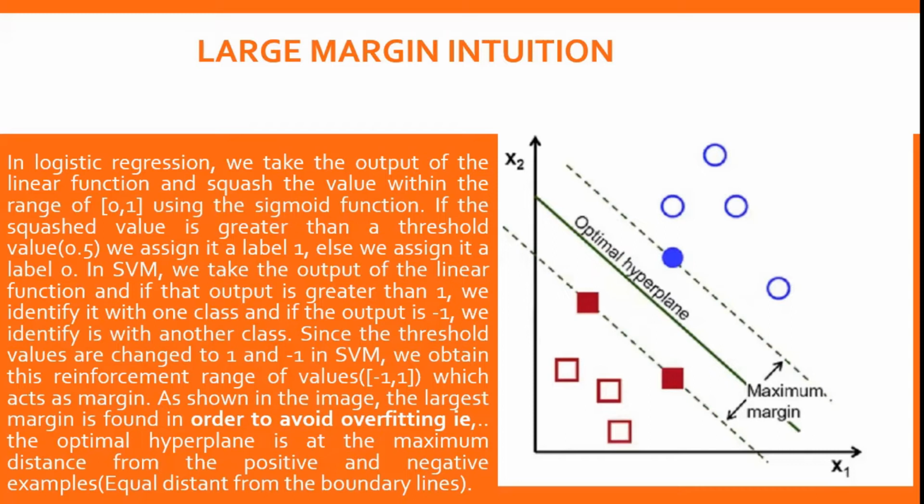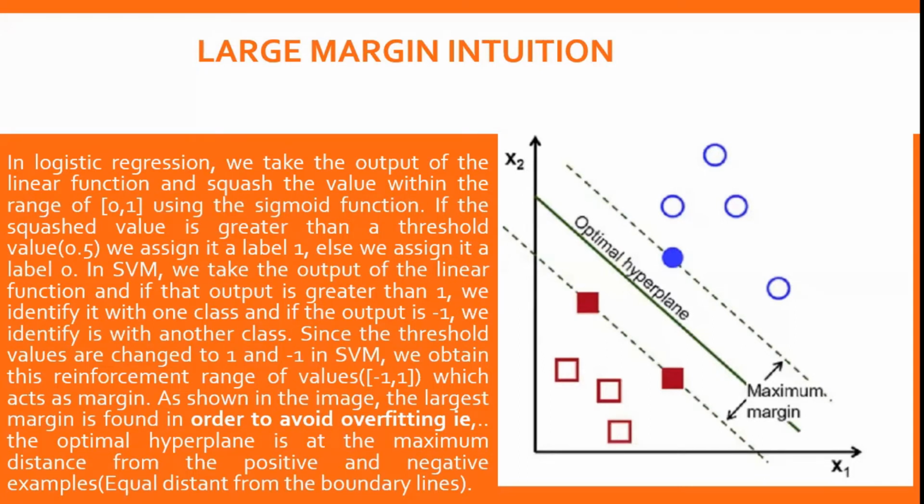So take the output of the linear function and squash the value within the range of 0 to 1 using the sigmoid function. If the squashed value is greater than the threshold value, we assign it to label 1. Generally, we take 0.5 as the threshold value. So if we get more than that, we assign label 1, otherwise we assign label 0.